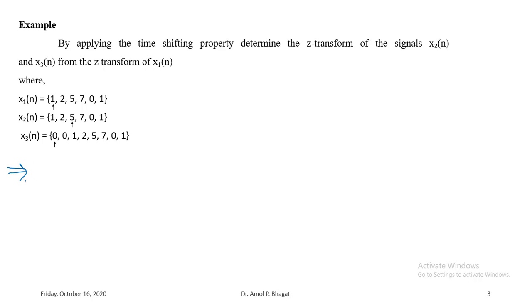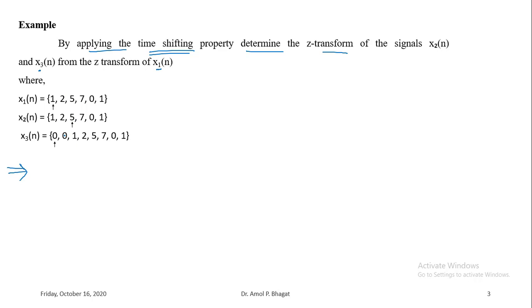So here again, by applying the time shifting property, we have to determine the Z transform of the signals x2 of n and x3 of n from the Z transform of x1 of n. Okay, that means initially you have to identify the Z transform of x1 of n, and from the Z transform of x1 of n you have to determine the Z transform of x2 of n and x3 of n by applying the time shifting property.